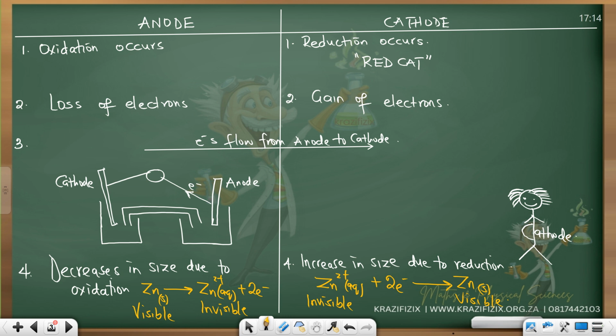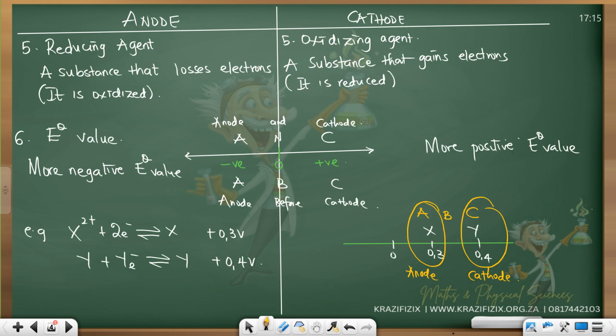Okay. I've got to move now. Number 5. We said the anode, that's where you have your reducing what? Agent. What is the reducing agent? A substance that loses electron. So it is oxidized. Remember, oxidation occurs at the anode. And the oxidizing agent would be at the cathode. I'm going to look at that more today.